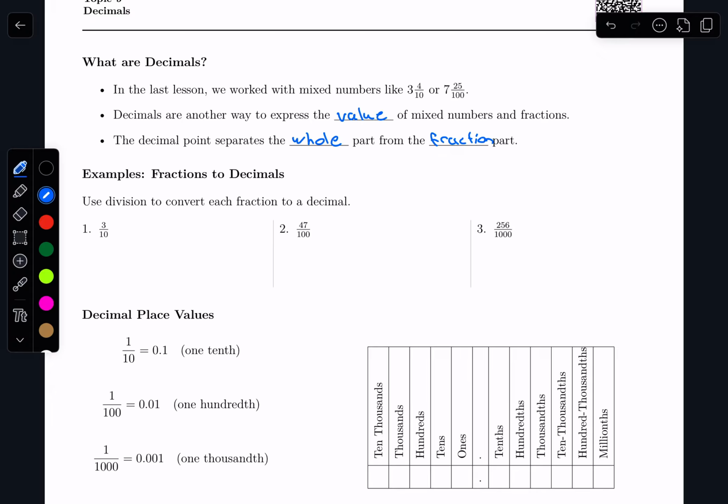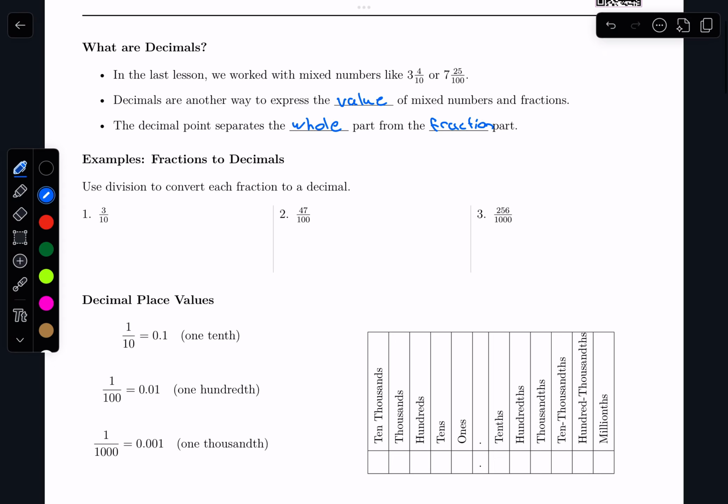So you notice numbers 1 through 3 there. We have numerators and denominators, but the denominators are all powers of 10. So specifically for these first few, we're just going to be working with powers of 10 on the denominator. That way this long division is going to be nice and simple. So number 1, we're going to use long division to turn 3 over 10 into a decimal. So what we're going to do is divide 3 by 10.